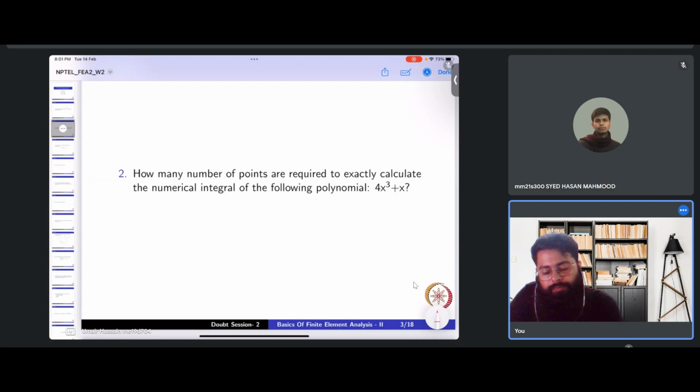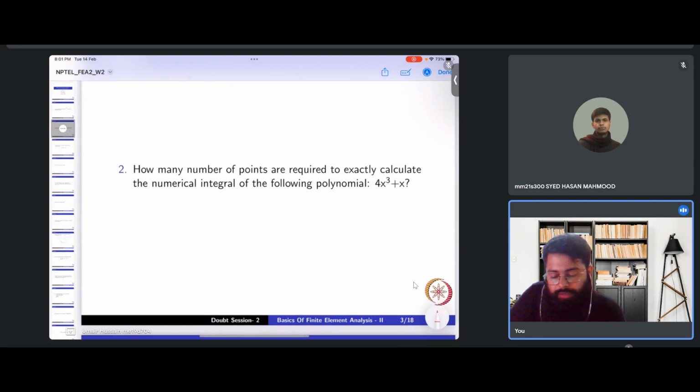As I might have mentioned, for polynomials, if we keep on increasing our number of points, at some time we can reach the exact solution. This is in case of numerical integration, not talking about FEM. If we don't have a polynomial integrand, then it's not possible. But for polynomials we can.